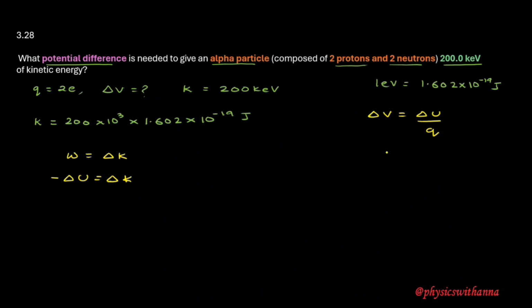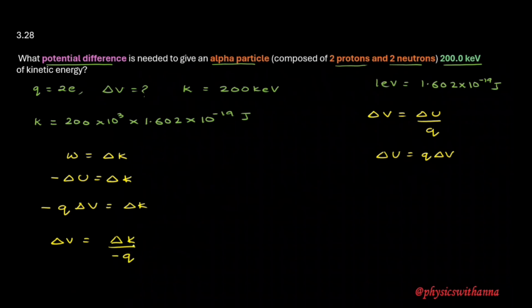So we can rearrange this term to write delta U as Q times delta V. Substitute this here, so we get negative Q delta V equals delta K. We need to find the potential difference delta V, so divide by negative Q on both sides. Delta V will be equal to delta K over negative Q.